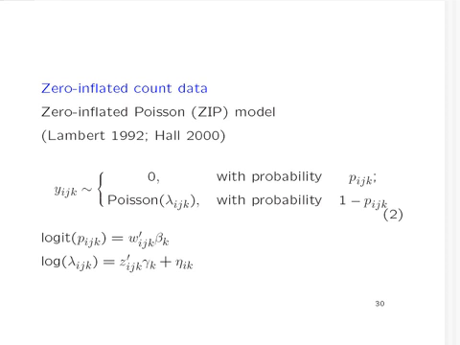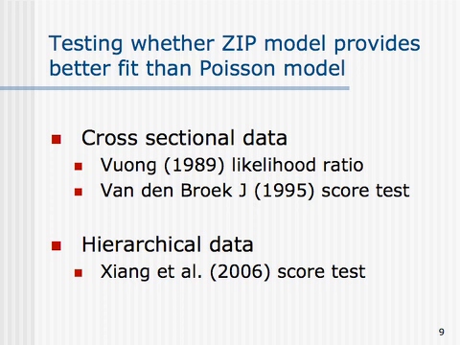There are some tests out there that you can use to test whether you really need to account for zero inflation, whether the ZIP model actually provides a better fit than the Poisson model. There's the Vuong test statistic, which uses a likelihood ratio approach. There's also another score test available. I think the Vuong test statistic can be calculated in Stata if you fit a ZIP model, so that is a nice feature of it. There's also an extension to the score test for hierarchical data, or if you have longitudinal data that you fit using a ZIP model.